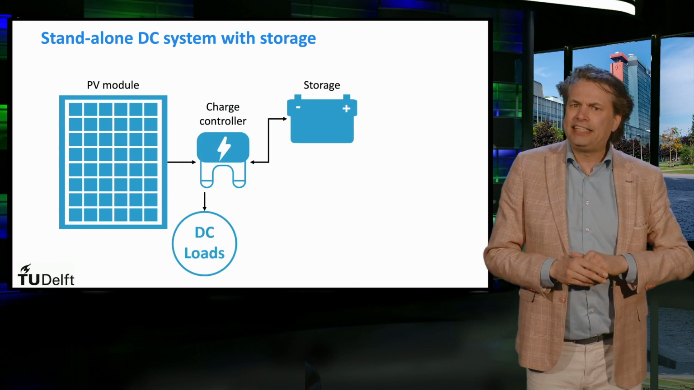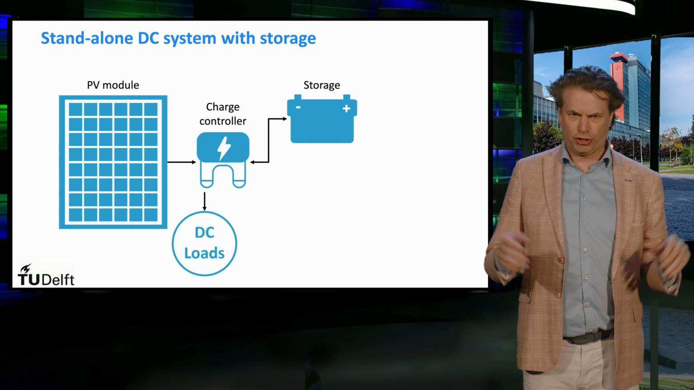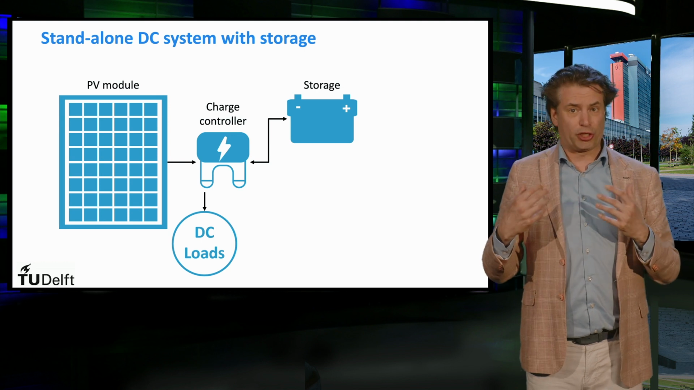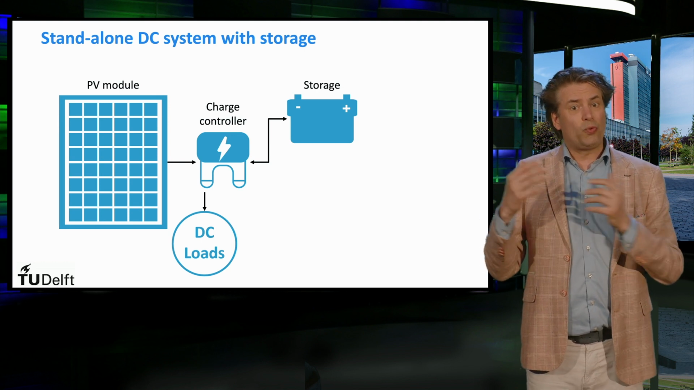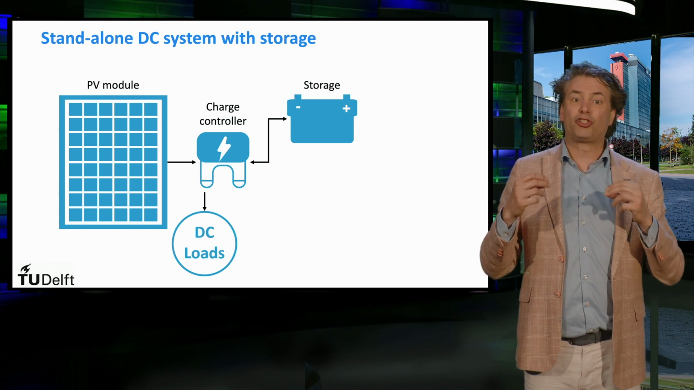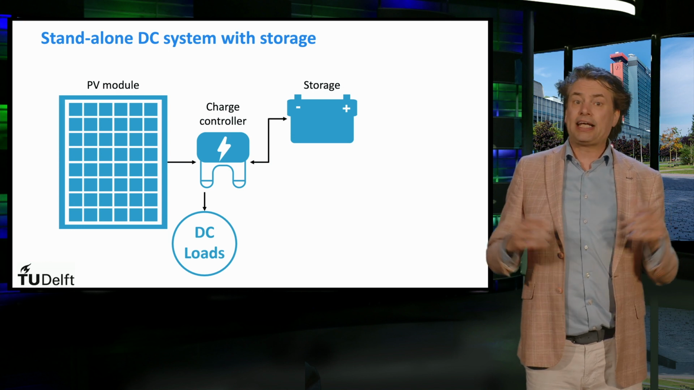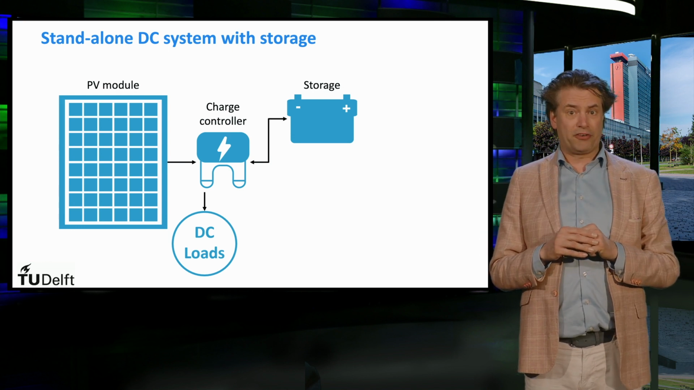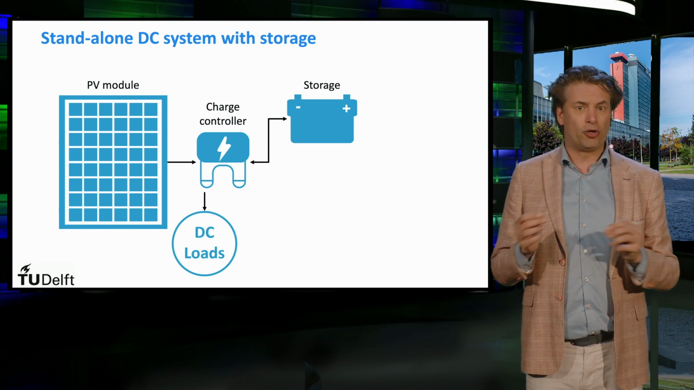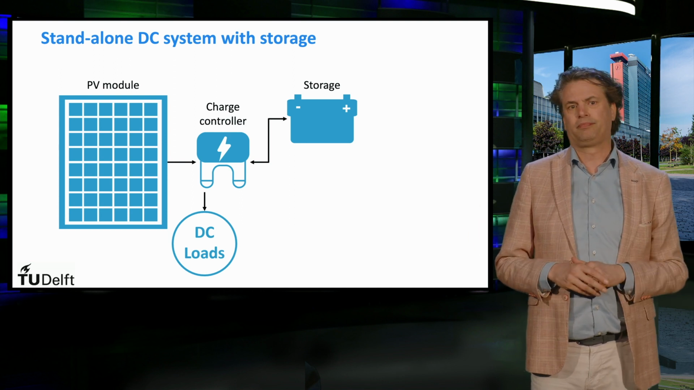Then we have DC systems with storage, with a somewhat more complicated topology. The charge controller is connected on one end with the storage unit and the other end with the PV modules. Indeed, when batteries are implemented as a storage system, a charge controller is required. It has the task to disconnect the batteries from the PV modules when the batteries are fully charged, and may disconnect the load to prevent the batteries from being discharged below a certain limit.